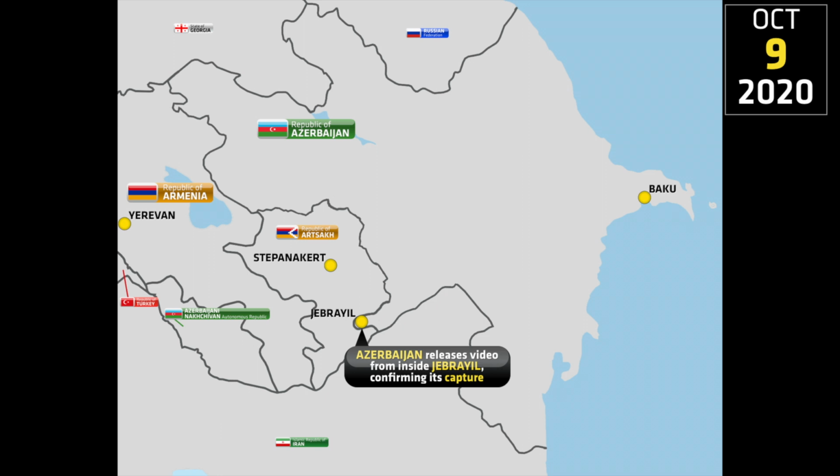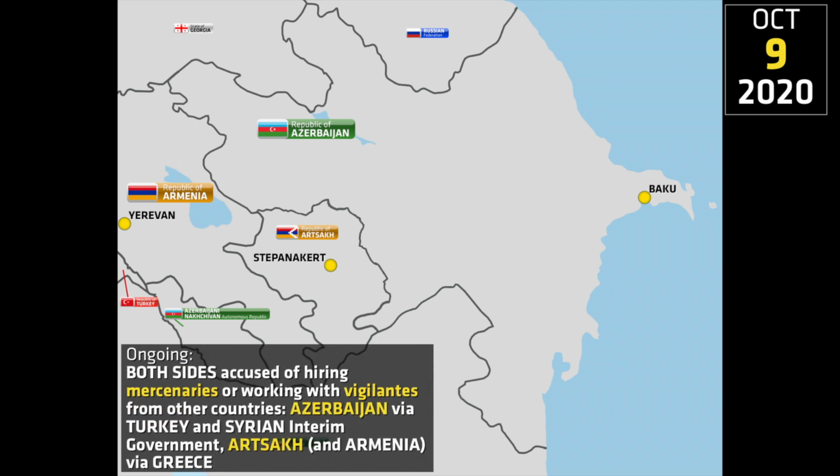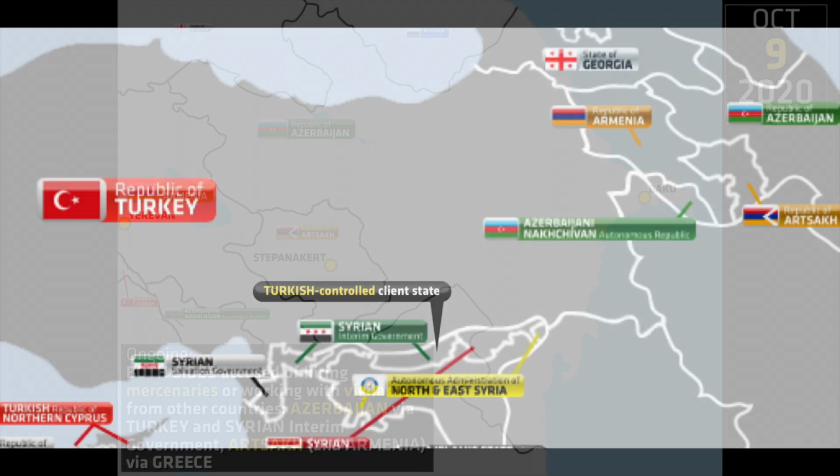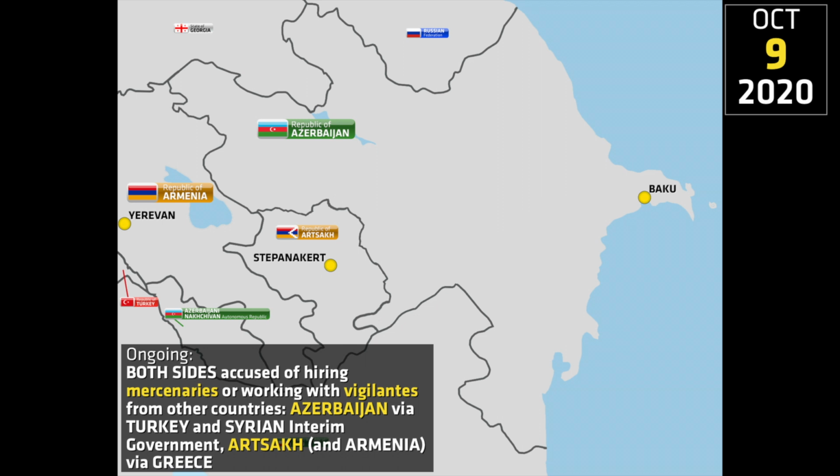Meanwhile, in Armenia proper, the National Security Service tightened the martial law and warned against, quote, propaganda aimed at disruption of the defense capacity of the country, with more national security legislation enhanced as well. At the same time, both sides were accused of either hiring mercenaries or working with vigilantes from other countries. Azerbaijan was accused, of course, of working with Turkey, as I mentioned earlier, but also with hiring forces from their puppet state in Syria, the Syrian interim government in the northern third of what used to be Syria, while the Christians of Artsakh were accused of seeking help from Greece, and of course their effective sponsor is Armenia, despite Armenia's official political distancing with Artsakh.